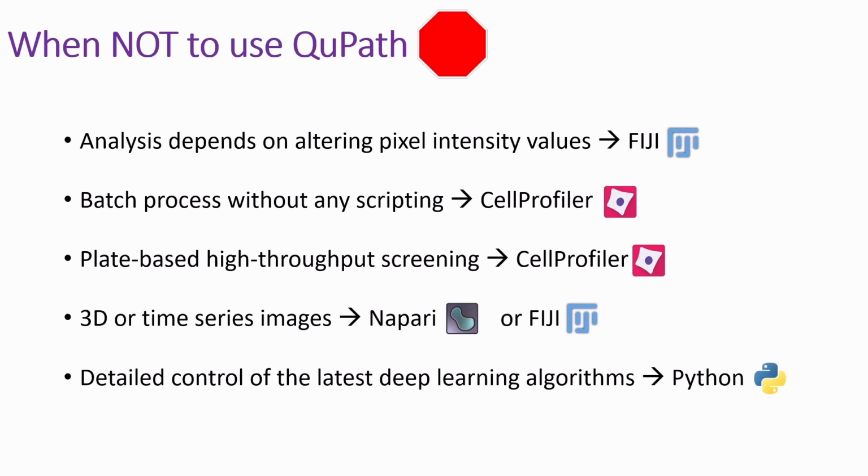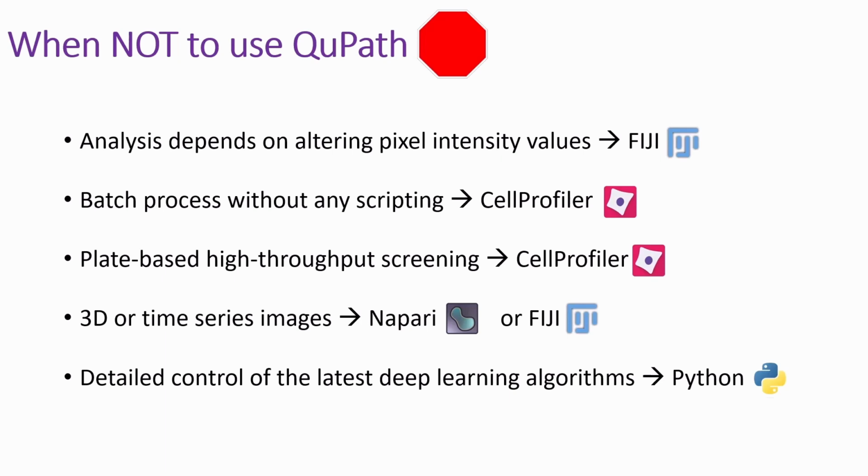If you're very scared of scripting, but you still want to do batch processing, CellProfiler has a way of batching that is purely on the user interface. You don't have to type anything. Also, if you're doing plate-based high-throughput screening, CellProfiler is more convenient in a lot of ways. It's really set up for that sort of screening.